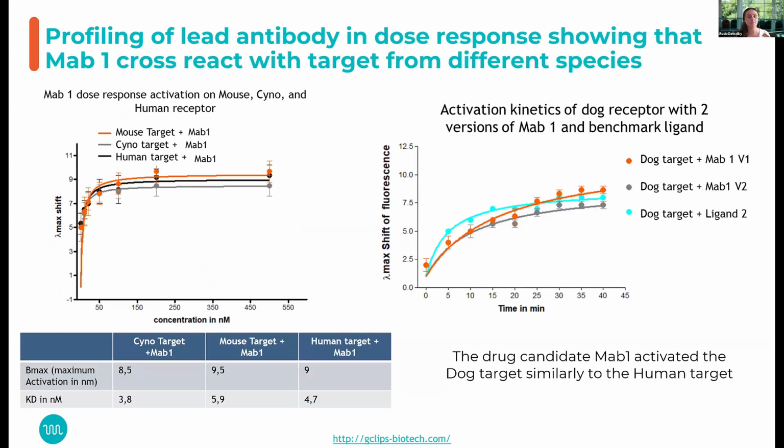We also did, as I mentioned, some cross-species comparison, and we could clearly see that the target from mouse and from monkey are able to activate this antibody similarly to the human target. And we also did the same with the dog target. This was really interesting because in this case, we know that we can use the same antibody as a medicine for humans, of course, but also for dogs.